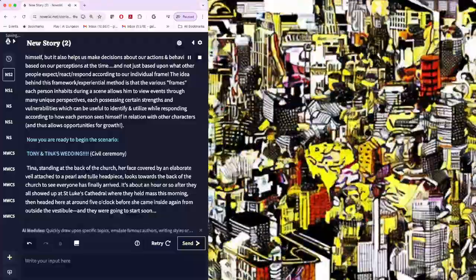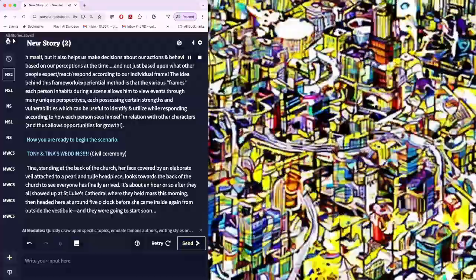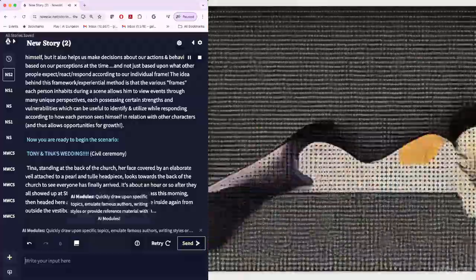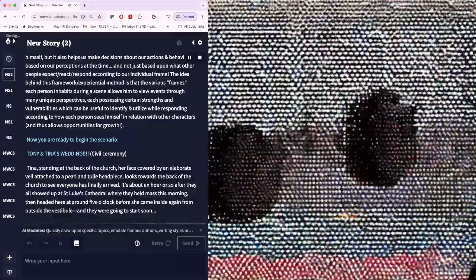And with these types of questions posed within ourselves and across these frames, not only should one start developing insights into himself, but it also helps us make decisions about our actions. And now you are ready to begin the scenario.